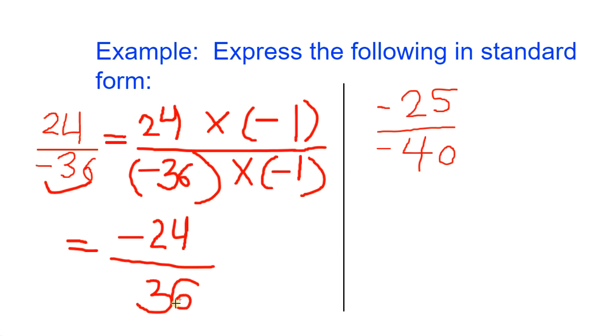So my 36 is a positive number. But still my second condition is not fulfilled. My second condition for the standard form of rational number says that it should be in the lowest form. P and Q should not have a common factor other than 1. So if I look at 24 and 36, are they in their lowest form?